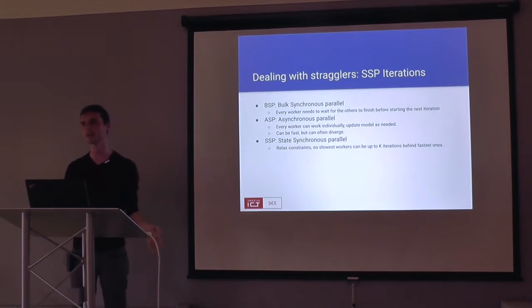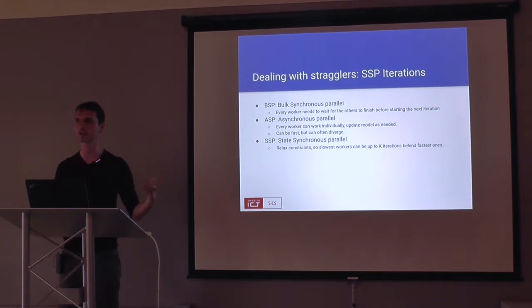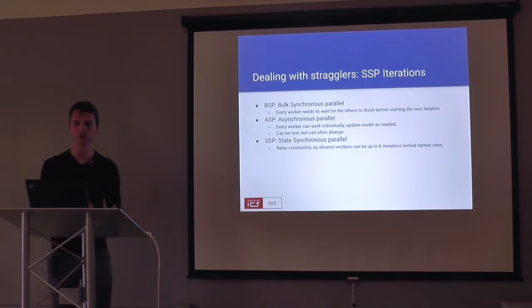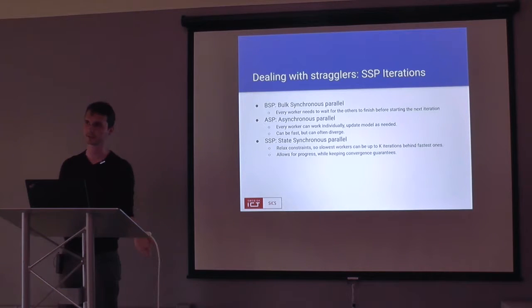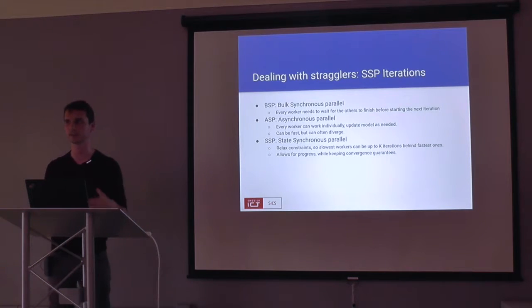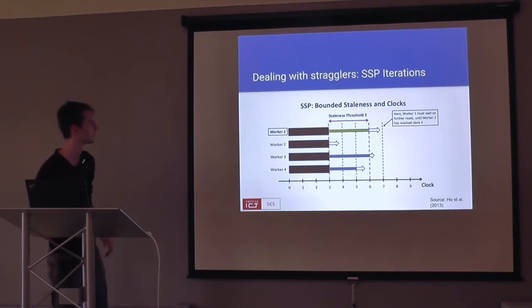What Xing et al. actually propose is the stale synchronous parallel model. The fastest workers in this model can only be up to k iterations ahead of the slowest workers. If they are about to move further ahead, then they stop and wait for the slowest one to catch up. This allows for progress, while also keeping the fastest workers working and allowing for faster convergence.